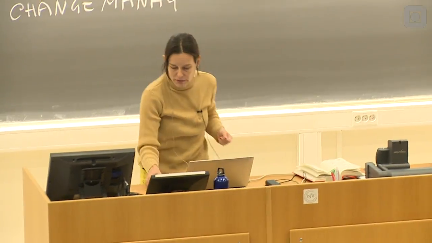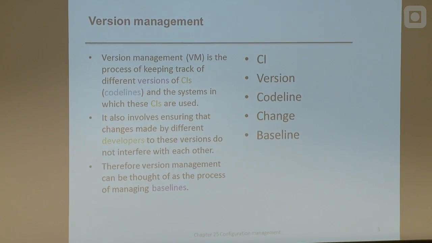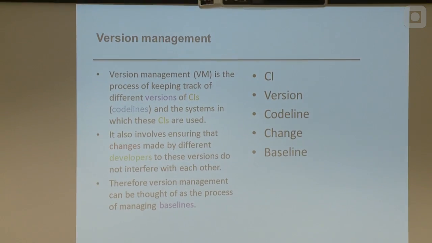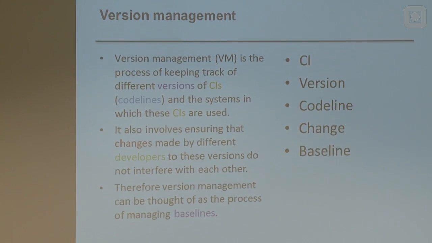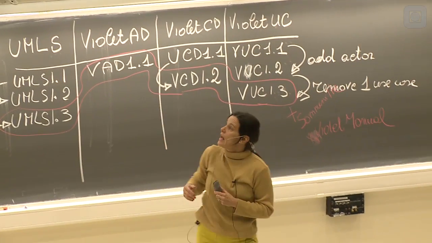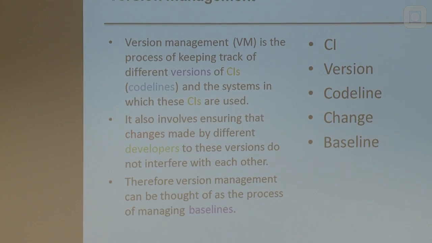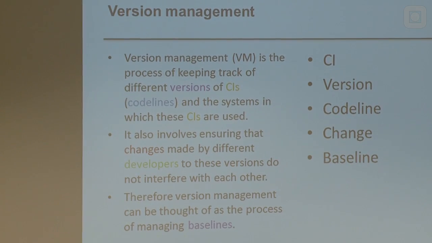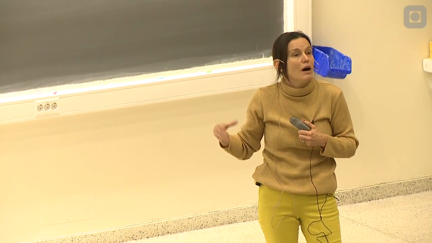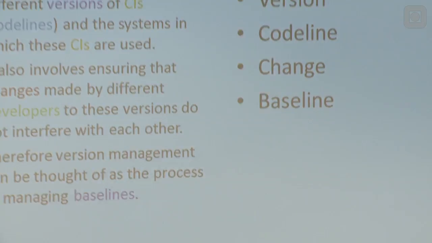So we go ahead and we try to look at this text. Now it should make more sense. Version management is the process of keeping track of different versions of configuration items. Code line, this one is a code line. This is another code line. This is another code line. And it also involves ensuring that changes made by different developers to these versions do not interfere with each other. In this example, point 2 is not so easy to see because it's only me for the time being who is producing these slides, but we will see better examples about point 2.